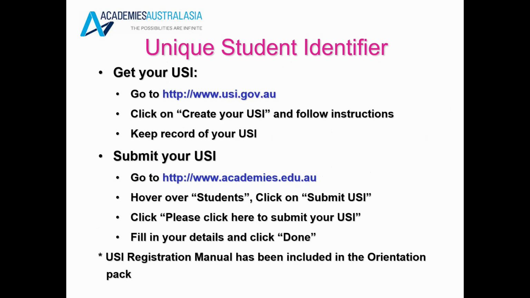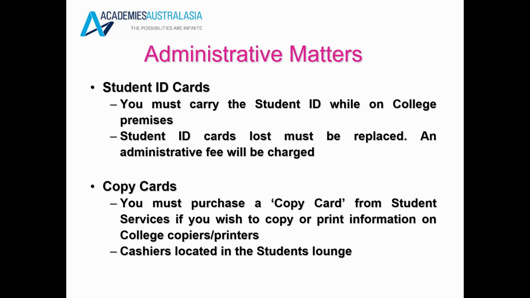To get your USI, you will go to www.usi.gov.au. Click Create Your USI and follow the instructions. Keep a record of your USI. Then come to the Academy's website, www.academies.edu.au, hover over Students and click on Submit USI. Please click here to submit your USI, find your details and click Done. For more information, you can refer to the orientation pack for the registration manual.